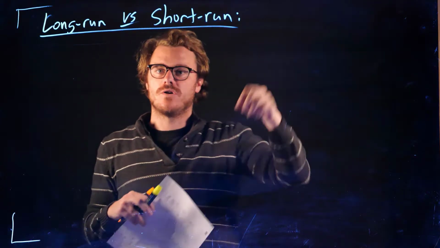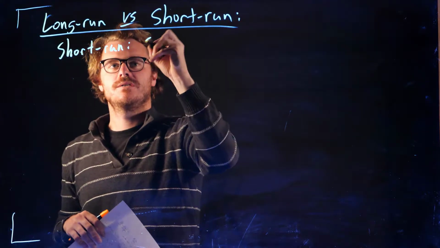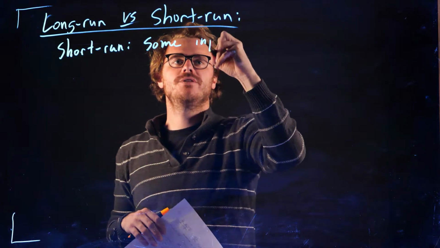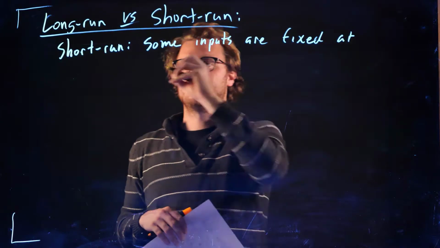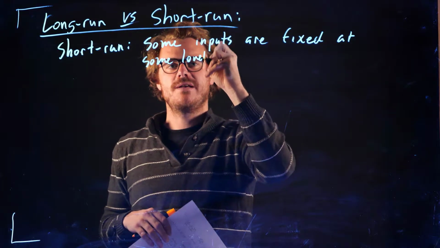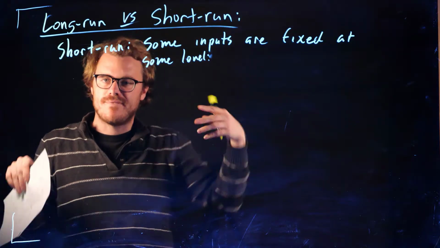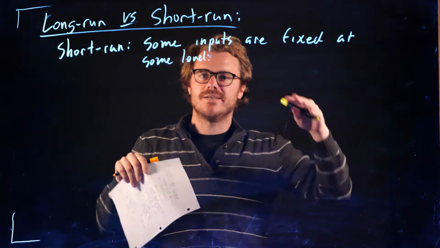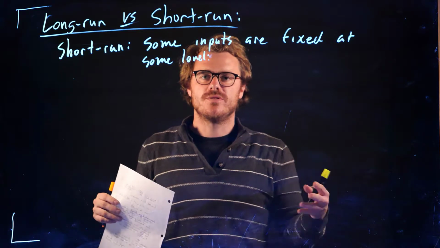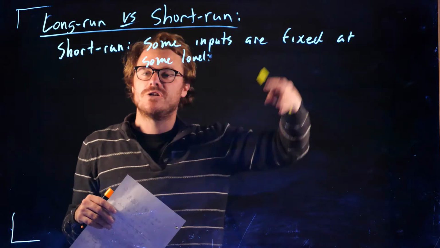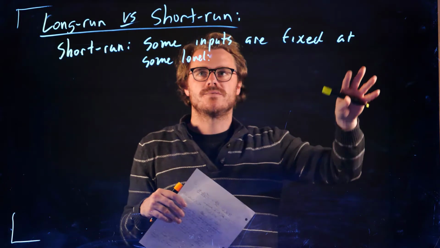The short run and the long run. So with the short run, some inputs are fixed at some level. There are some inputs that we can't change. You can think of it like we're stuck with a certain kind of factory, or this is the size of the factory we have to work with. We can't change that in the short run. These are the constraints we have to deal with in the short run. In the long run, we can think about changing anything. But in the short run, there are some factors of production that are fixed.